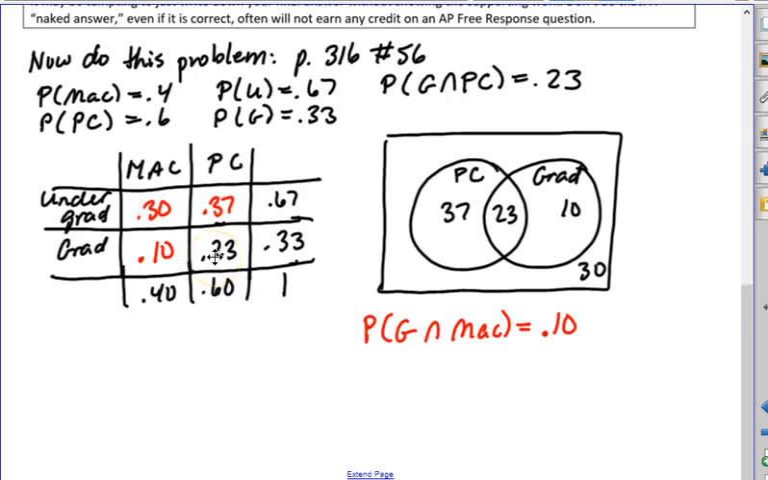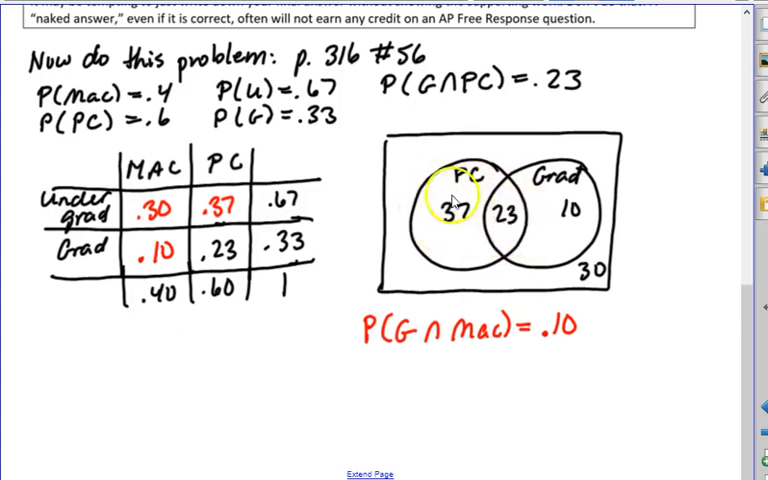So then all I have to do is figure out these three by saying, okay, if 0.23 is the PC users that are graduates, then there has to be 0.37 undergrads that use PC, because it has to add up to 0.60. Then once I get that value, then these two have to add up to 0.67, and these two have to add up to 0.33, so I can get all of the other numbers. Putting this in the Venn diagram, this would be PC and grad.